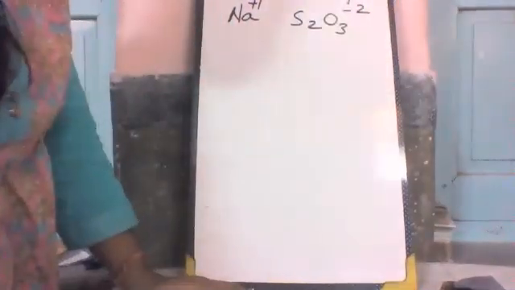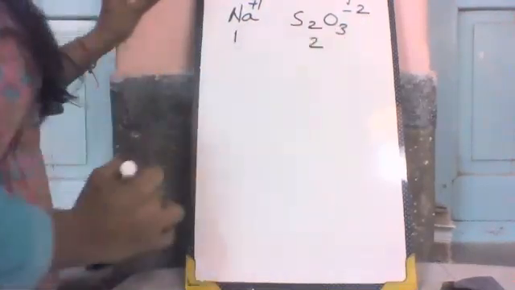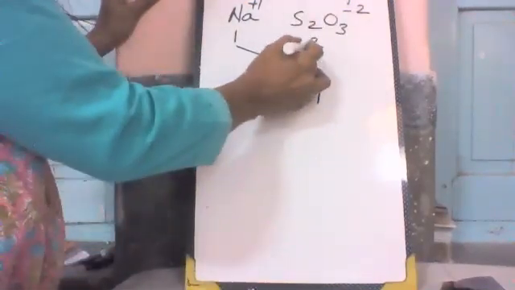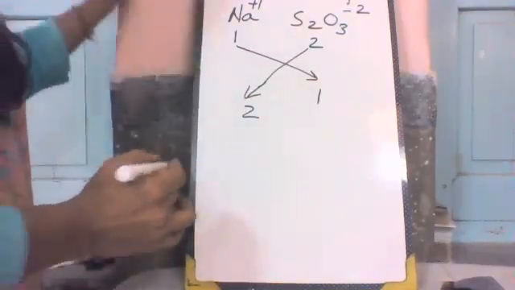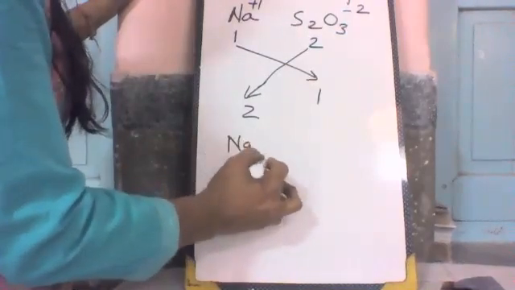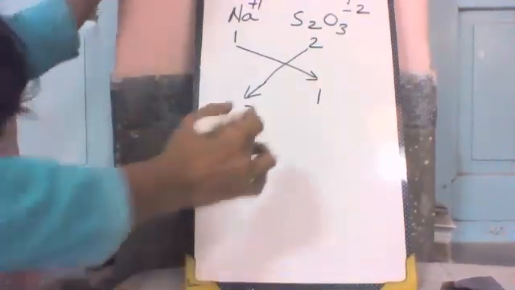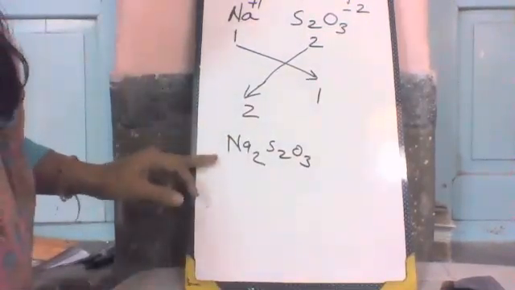Sodium has the +1 valency and thiosulfate has -2 valency. First we have to write the positive radical and then the negative radical with their valency. Now write their valency at the bottom and interchange them. This 1 is for the thiosulfate and this 2 is for the sodium. Now write sodium 2 times. This 2 we have to write at the bottom of the symbol. Then thiosulfate is 1 time. This is the formula for sodium thiosulfate.